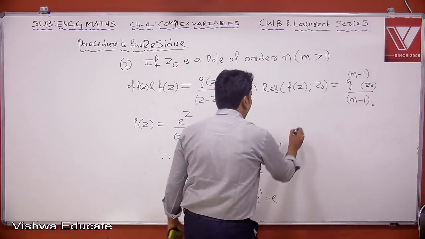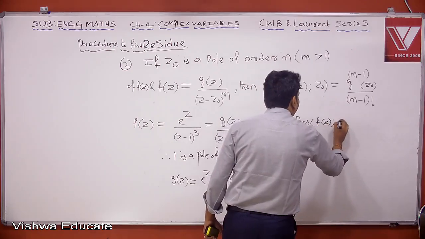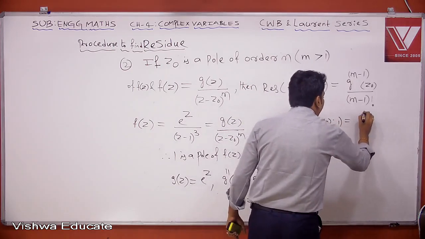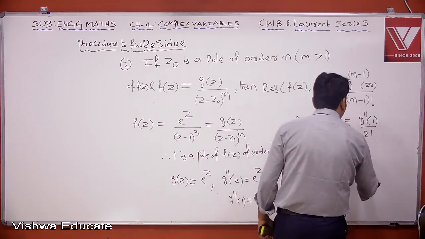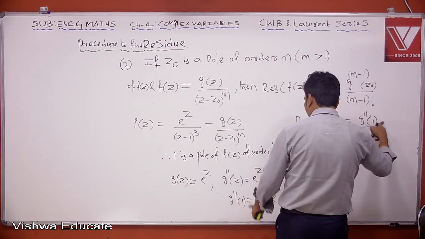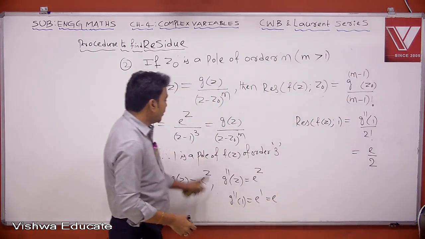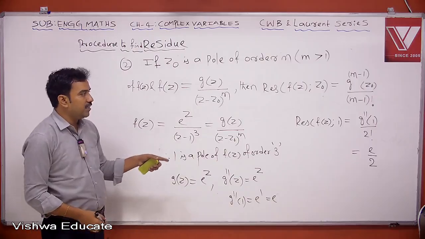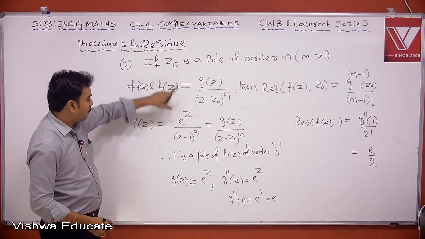Therefore the residue of f of z at 1 equals g double dash of 1 divided by 2 factorial. g double dash of 1 is e, so the value is e by 2. Therefore in this case the residue value is e divided by 2. Write all these points. First write case 2 followed by the example.